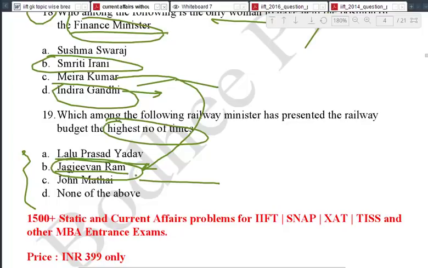And I think second comes Lalu Prasad Yadav. Lalu Prasad is second in number, but the railway budget has been presented the highest number of times by Jagjeevan Ram.